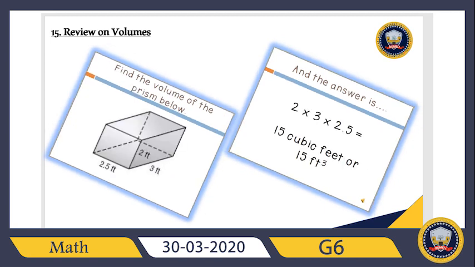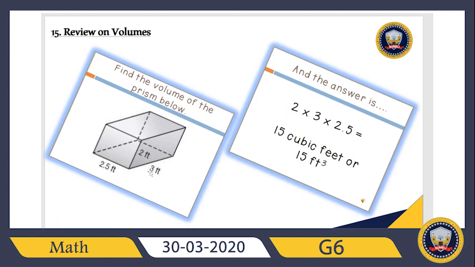Let's check the second example. What is the volume of the prism below? Which prism is this again? It is a rectangular prism. Let's look at its base. The base is from the bottom. This is the base, okay? It is rectangular, so this is a rectangular prism. So the volume for the rectangular prism is equal to base times height. What is the base?